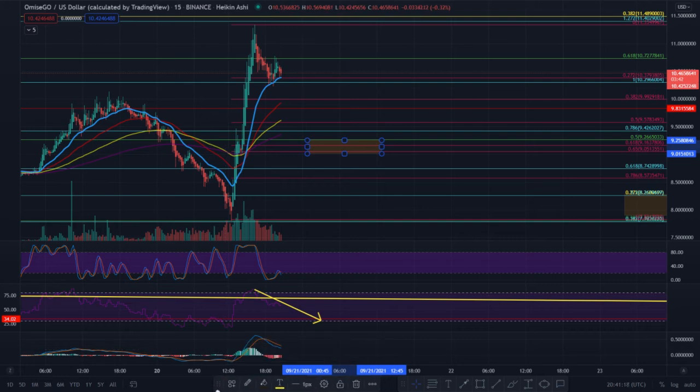So let's see if that's it. Let me check my checklist. Moving average on the low time frame. It was a very sharp move here. We got a golden cross on the 15 minute.